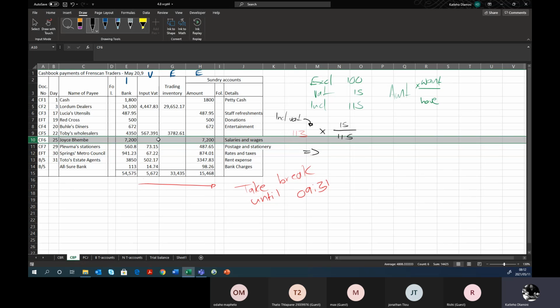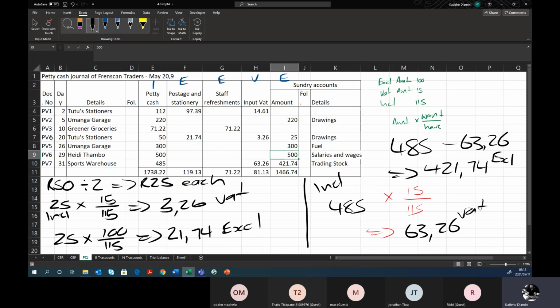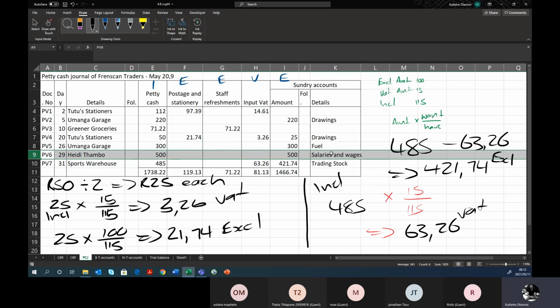So this wages and salaries, the contra account here is bank. Under my wages and salaries, I'm going to debit my wages and salaries T account with this amount coming from my bank account. That's my contra account. And for the PCJ one, when I debit this amount, my contra account will be petty cash.